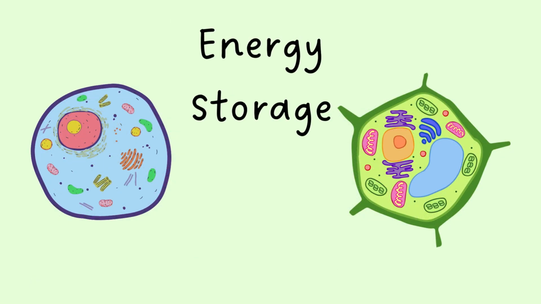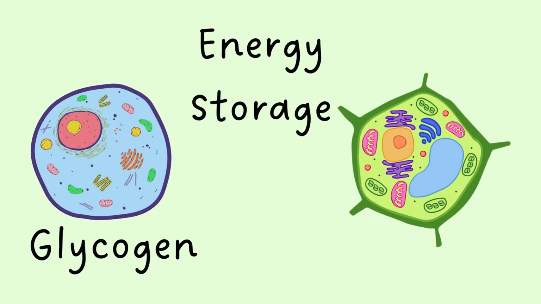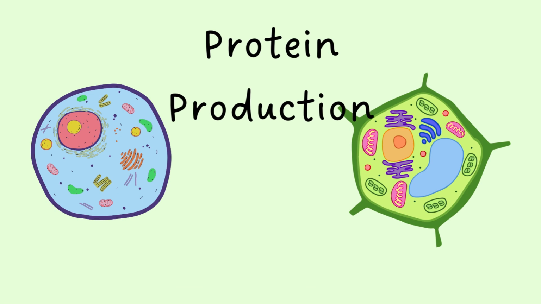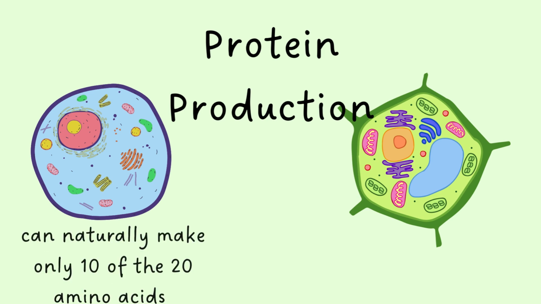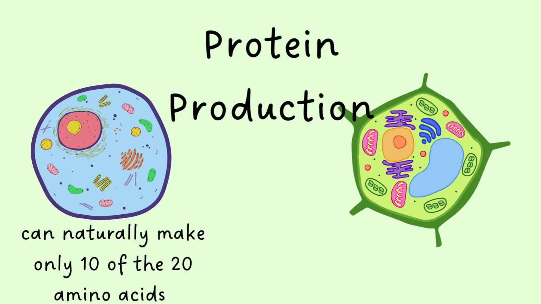Energy storage. Animal cells store energy as glycogen, while plant cells store energy as starch. Another difference is how both cells produce protein. Animal cells can naturally make only 10 out of the 20 amino acids that they require, and they get the rest from food, while plants can make all 20 amino acids that they require.